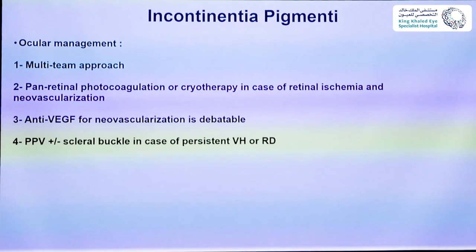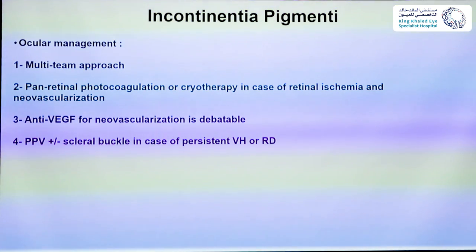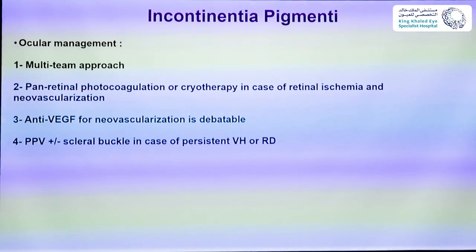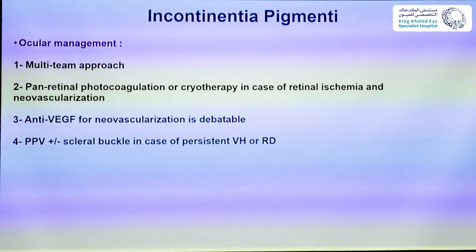And it's the same approach as for ROP. It's PRP or cryo for cases of retinal ischemia and neovascularization. Anti-VEGF has been reported to be effective in neovascularization, but it's still debatable because the number of cases is not that large. PPV with or without silicone oil in cases of persistent vitreous hemorrhage or RD.